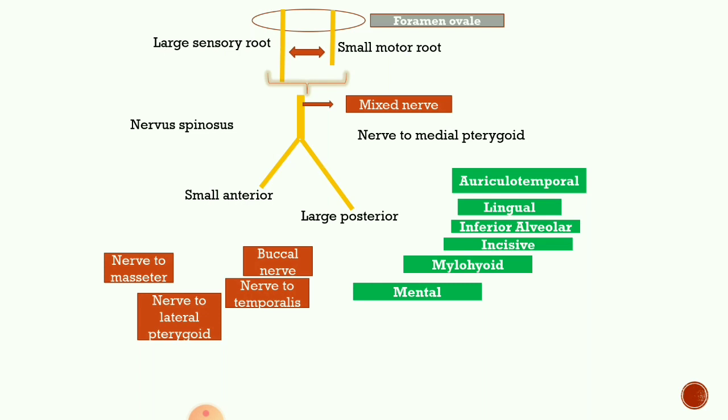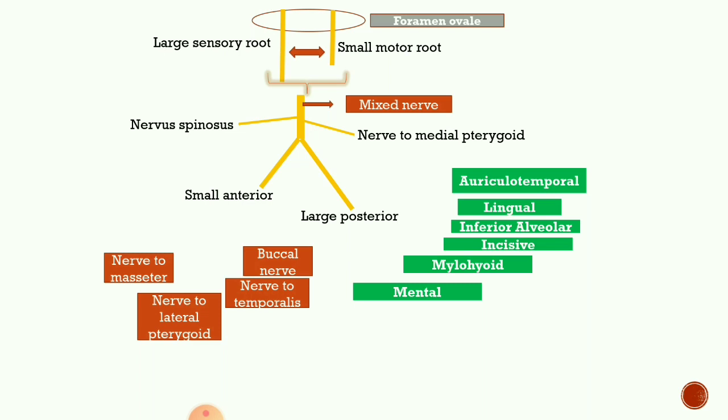But before dividing into anterior and posterior branches, this main trunk gives out two branches. First is nervus spinosus and second is the nerve to medial pterygoid muscle. So this nervus spinosus supplies the dura mater, and this nerve to medial pterygoid, as the name suggests, supplies the medial pterygoid muscle. So we'll be seeing about the anterior and posterior branches' sub-branches.